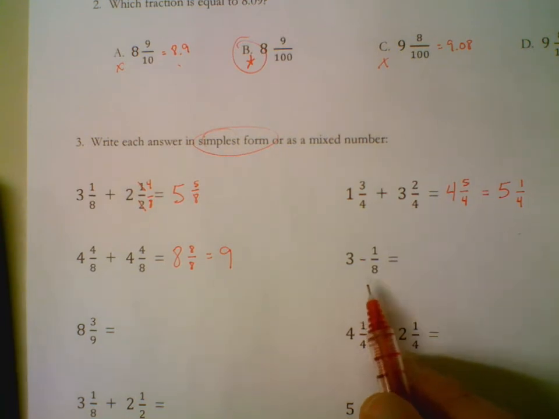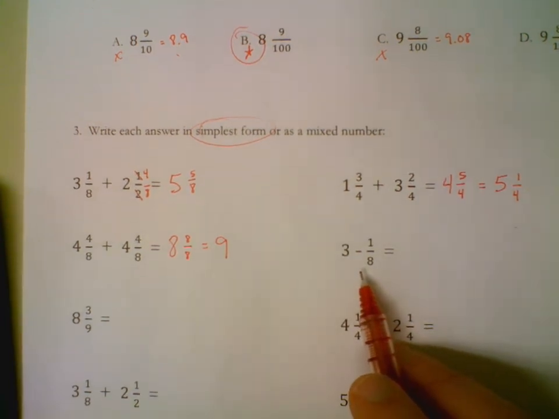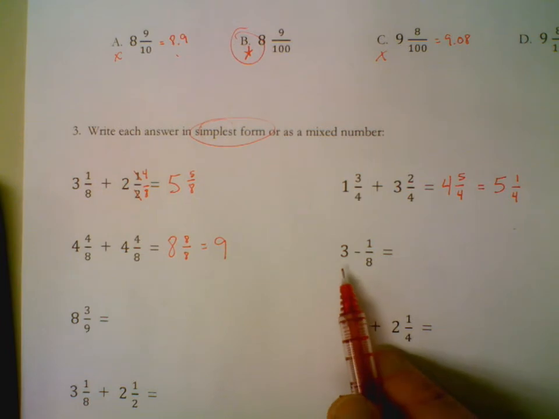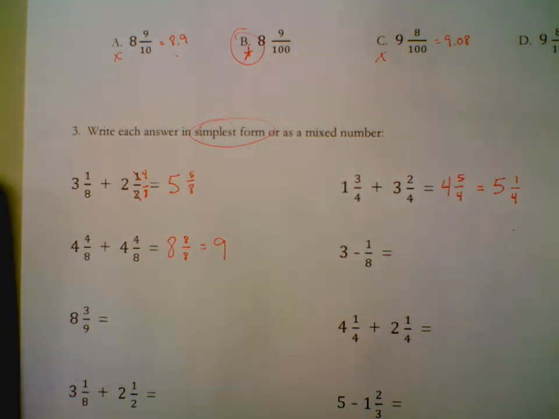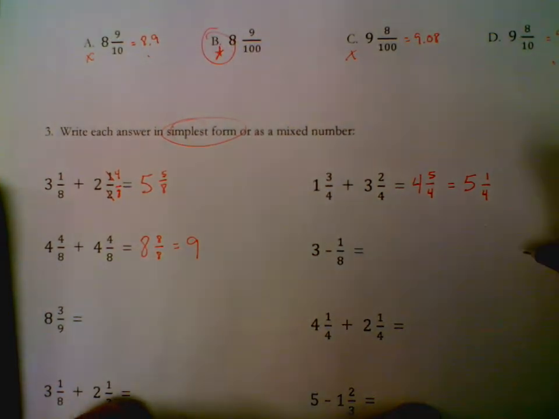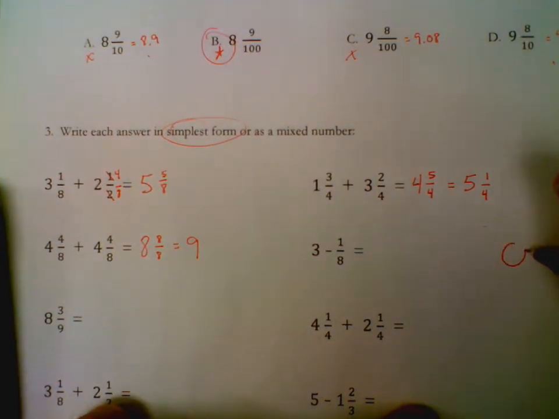3 minus 1/8. It's kind of like you're back at the pizza place. They have 3 whole pizzas, but you just want 1 slice, right? Do they have enough to give you? Yeah, they got 3 whole pizzas. All right, this is my favorite math tool. You ready for this one? I may have shown you this one before. What's that?